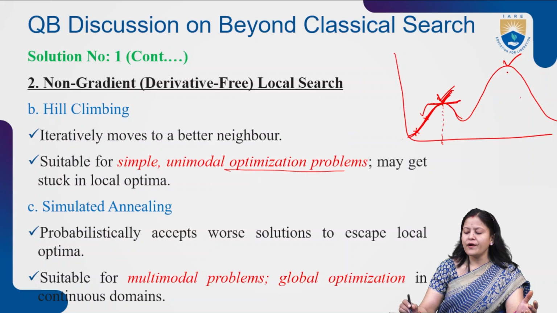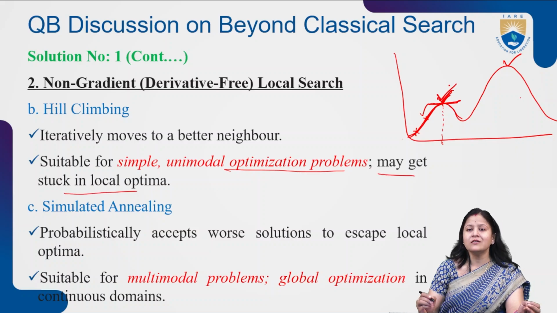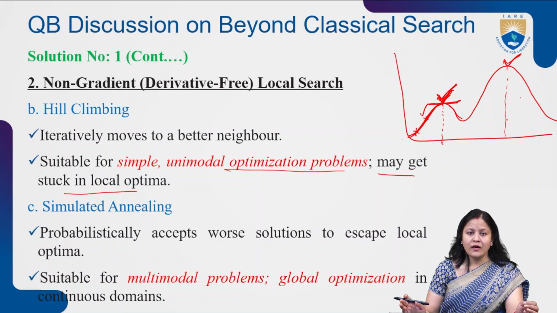It is difficult to find the next optimal solution. So that is the biggest problem: it may get stuck at the local optima. This is the sticking point, which is called the local optima. But one more optimal solution is there, which is called the global optima or global solution. So that is the drawback of hill climbing.